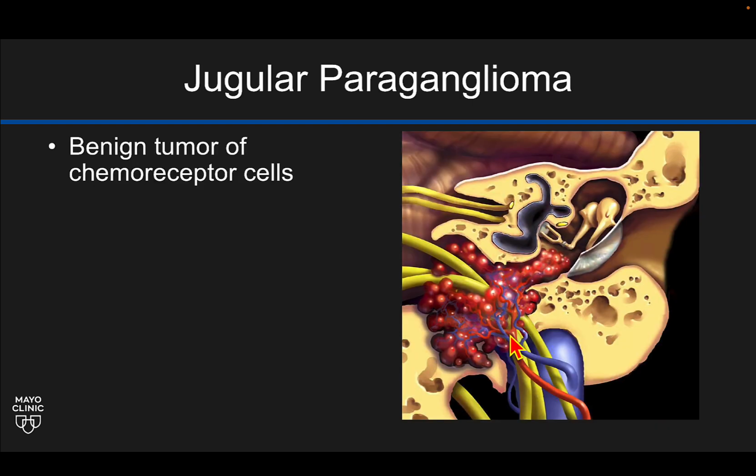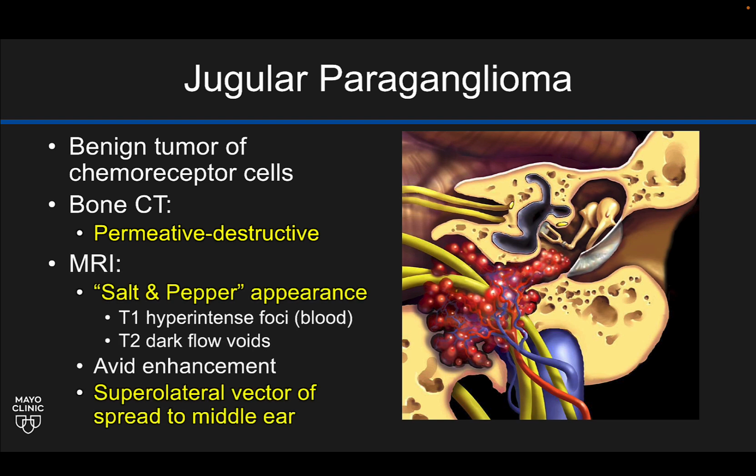And then our last primary tumor of the jugular foramen is going to be our jugular paraganglioma. These are benign tumors of chemoreceptor cells that originate in that jugular foramen. On CT, what we look for are permeative destructive bone changes. So it's going to chew up the bone as it permeates through it. On MRI, we look for that classic salt and pepper appearance. The salt isn't really sodium or anything in it. It's actually referring to the speckly T1 bright appearance that we sometimes, but not always, see with paragangliomas.